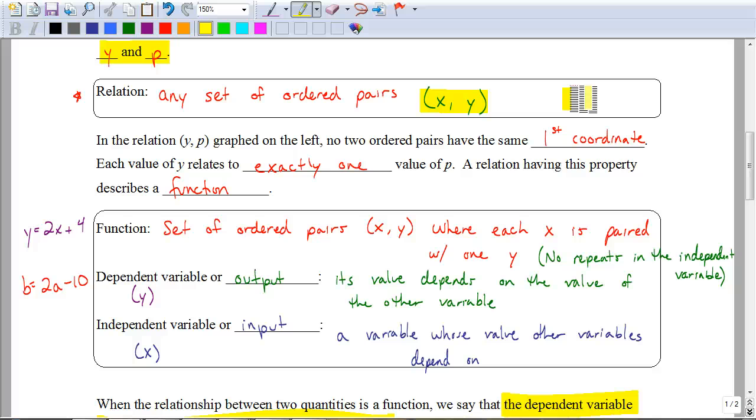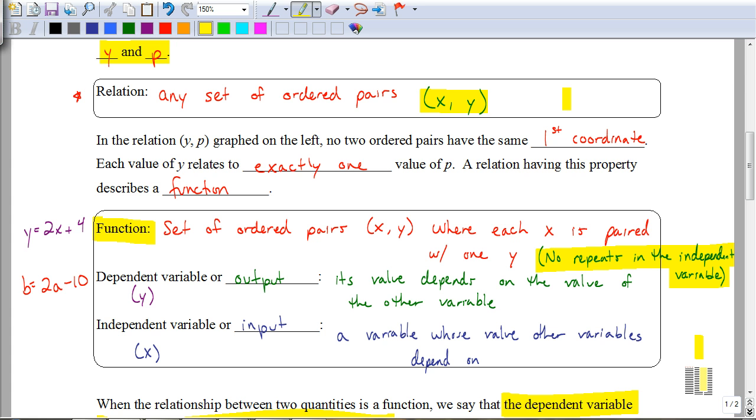Now when we look at a relation, a set of ordered pairs, sometimes there'll be situations where we can give that relation a special status. We can give it this elite status, and we call that a function. What that means is that a function is a set of ordered pairs where each x is paired with exactly one y. The way I like to look at it is that there are no repeats in the independent variable. And further down, we're going to look at what an independent variable is.